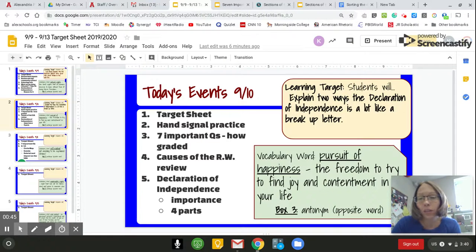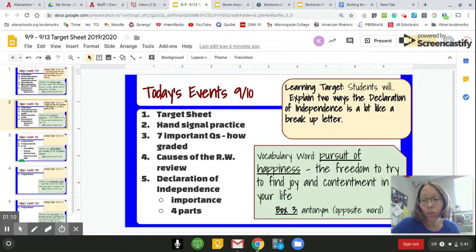So the word today is pursuit of happiness. This actually comes from the Declaration of Independence, and you may have heard it as life, liberty, and the pursuit of happiness. So pursuit of happiness is the freedom to try to find joy and contentment in your life. So think about, for your picture, something that you find joy in or something that makes you content. Content means to be okay with. And then think of something the opposite.